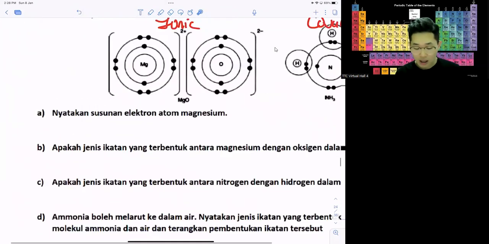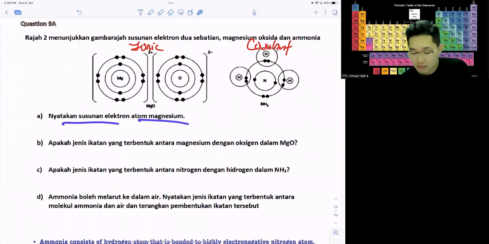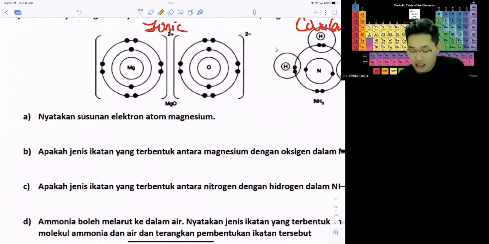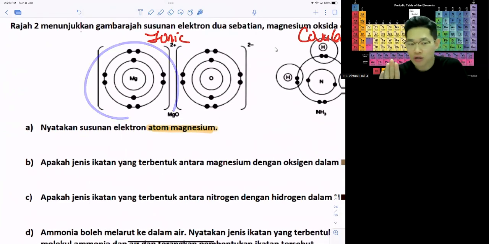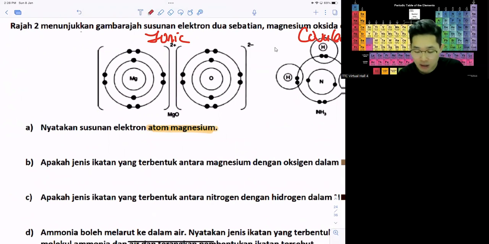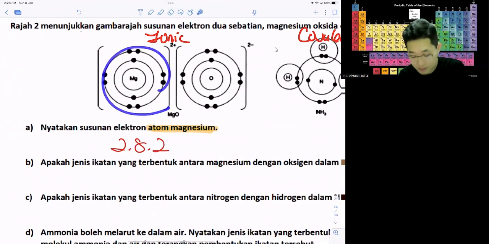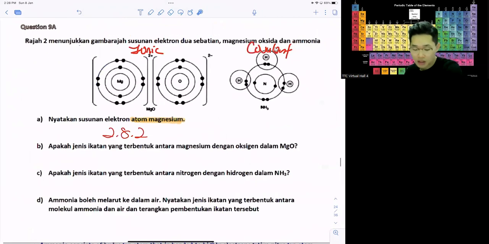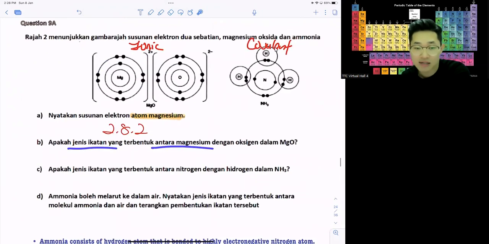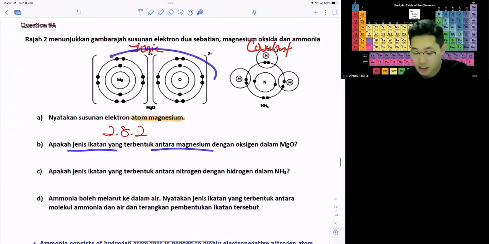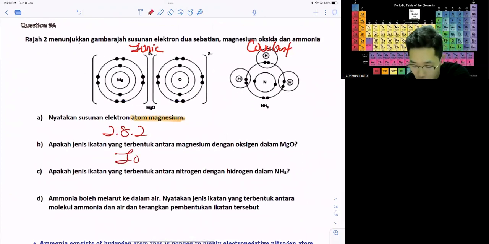So now electron atom magnesium. They want the electron arrangement of magnesium atom. You see, this is ion. Ion is already stable one, but atom is the original one. 2 plus means it has donated 2 electrons. So this is 2A. So before donate electron is 2A2. Jenis ikatan terbentuk antara magnesium dengan oksigen. This is ikatan ion, ionic bond.